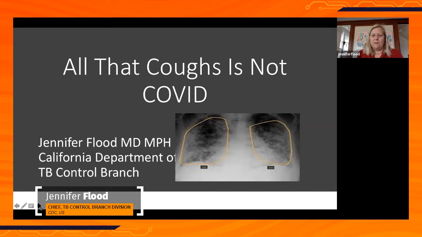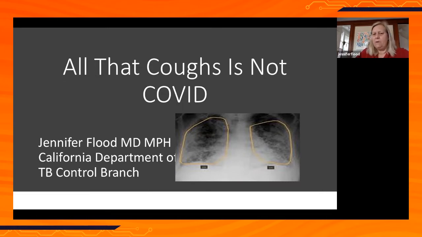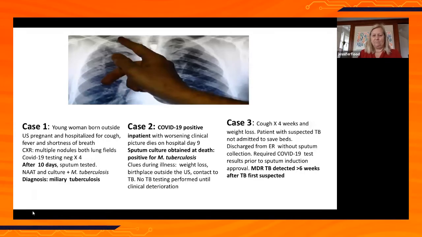We know in TB that everything that presents with a cough, a fever, an infiltrate is not COVID. But often in the community, it's really hard for people to think about any other disease other than COVID. So I'm going to talk now about COVID and TB and the intersection of those two diseases.